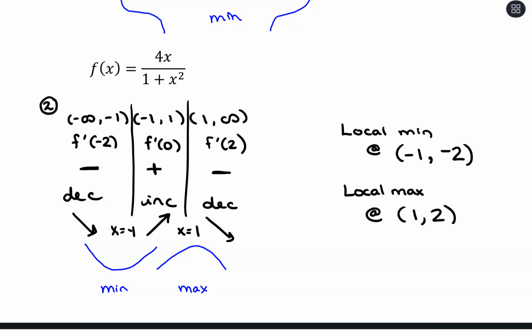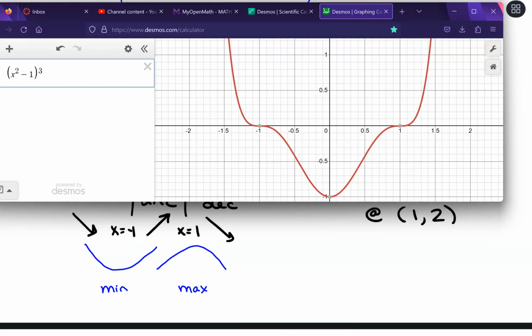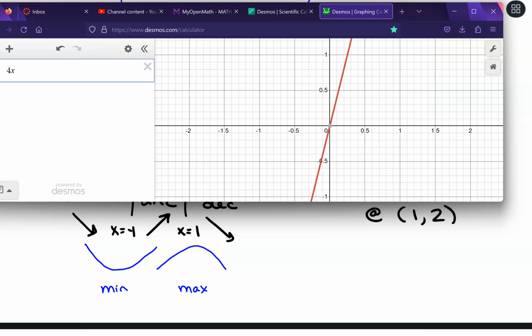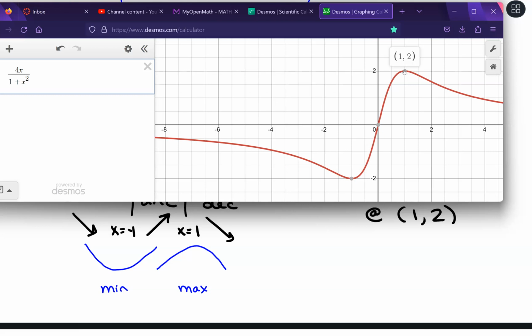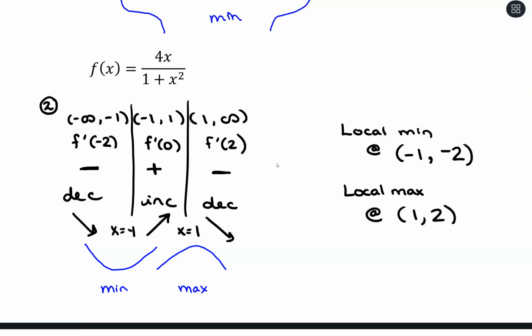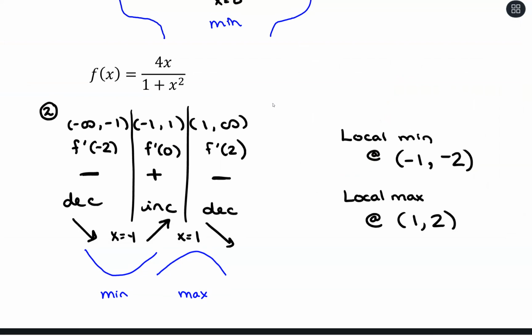And again, with these, while you're working on your assignments, you can check with Desmos by graphing. So we could go 4x divided by 1 plus x squared. And looking at our graph, here we can see maximum 1, 2, minimum negative 1, negative 2. So Desmos highlights those coordinates really nicely as kind of special values. And with that, we could double check that we have the same thing.